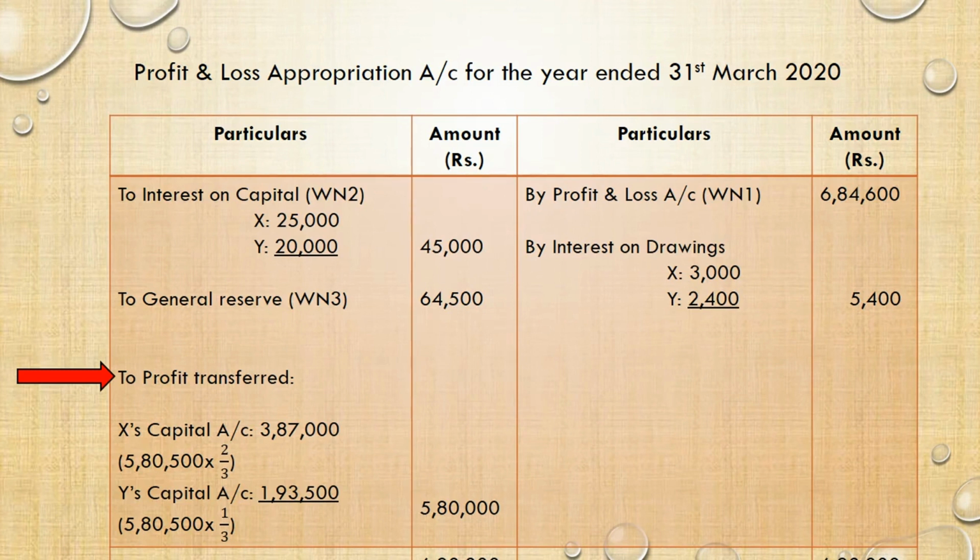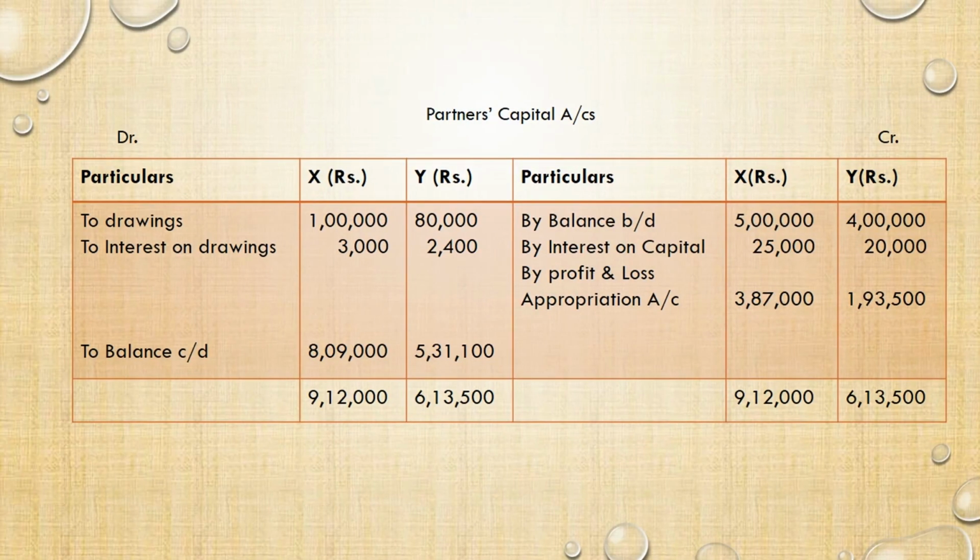Now let us see how to prepare the partners' capital accounts. The format is particulars, X, Y, particulars, X, Y. The first item on the credit side is by balance b/d. These are the opening capitals of the partners given in the question: 5 lakh rupees for X and 4 lakh rupees for Y. The next item is by interest on capital, that is 25,000 for X and 20,000 for Y. This is calculated on the debit side of the appropriation account. The next item is by profit and loss appropriation account. This is the divisible profit which each partner is receiving: for X it is 3,87,000, and for Y it is 1,93,500. So basically on the credit side, whatever partners are receiving will count.